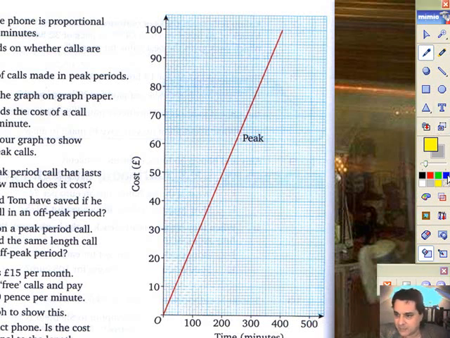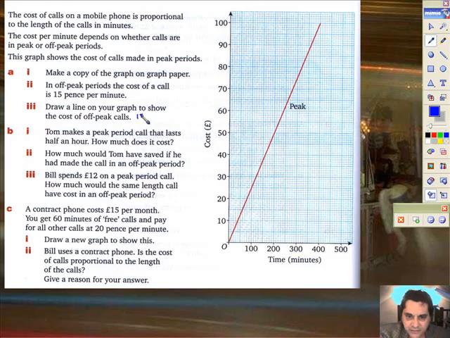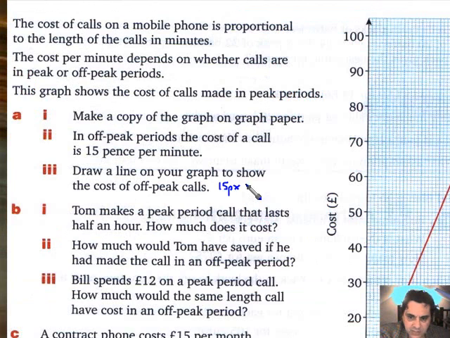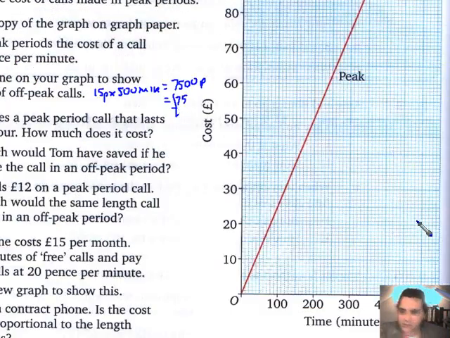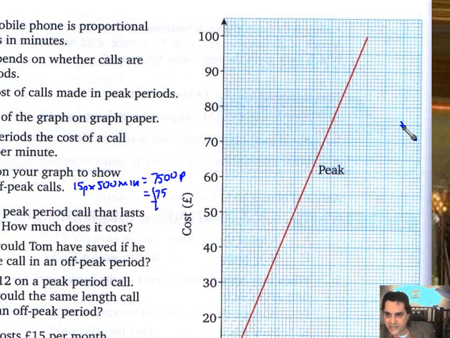Let's work in blue here. What did I do? I went 15p times 500 minutes. That's going to cost me 7,500 pence, and that is £75. See, what I've now got is this coordinates 500 across and 75 up, which is really easy to plot.